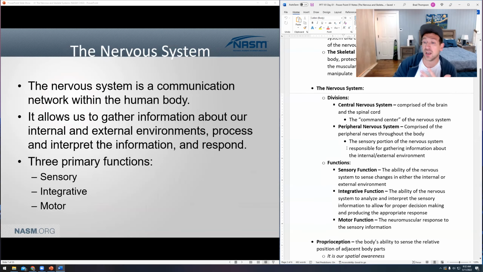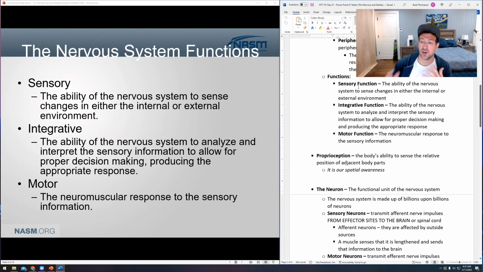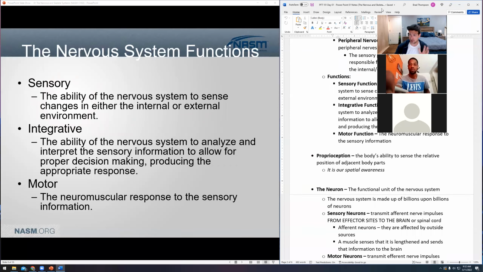So what we've been talking about are sort of the functions of our nervous system, right? There are three primary functions that we're talking about here. Obviously, there is sensory function. Sensory function is your nervous system's ability to sense changes in not only the external environment, but also the internal environment. There's actually a lot of this stuff happening that I'm describing right now without you even realizing it.